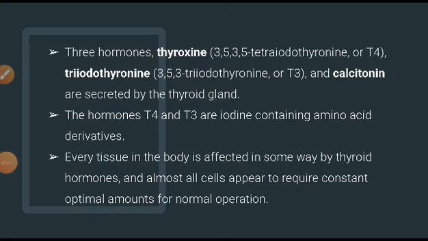And there is one very important point for these hormones: they don't have any target tissue, right? They don't act on a particular tissue, but they are needed by all the tissues of the body, because they are involved in very important growth and development processes. So every tissue in the body is affected in some way by thyroid hormones, and almost all cells appear to require a constant optimal amount for normal operations.